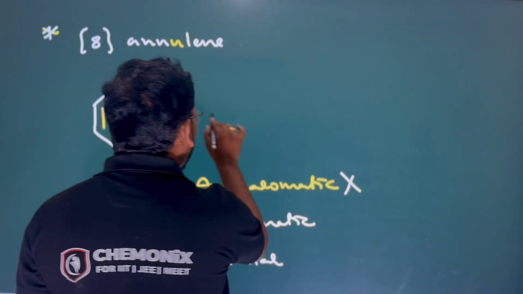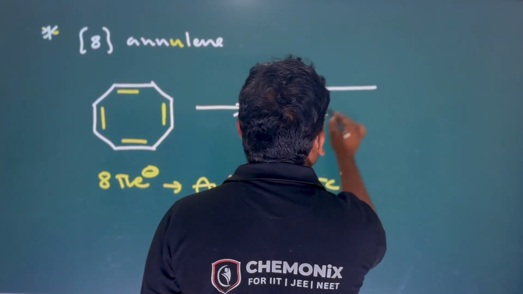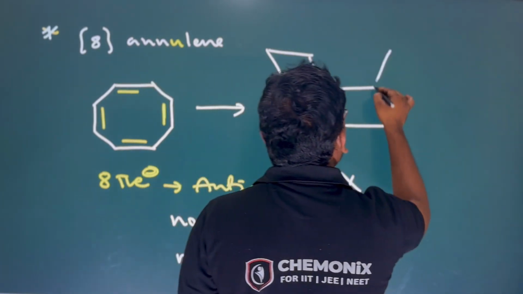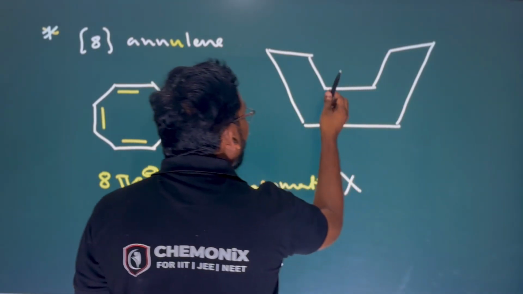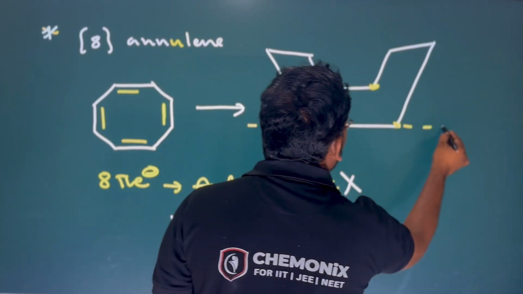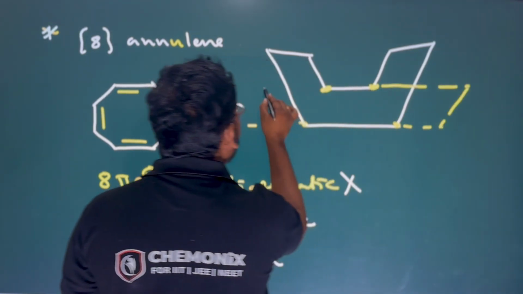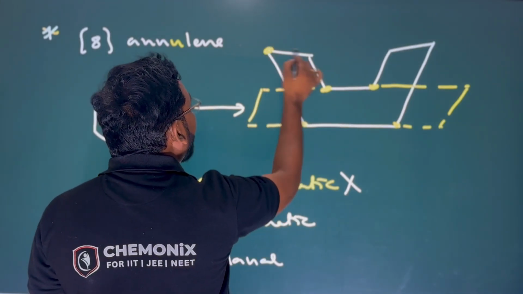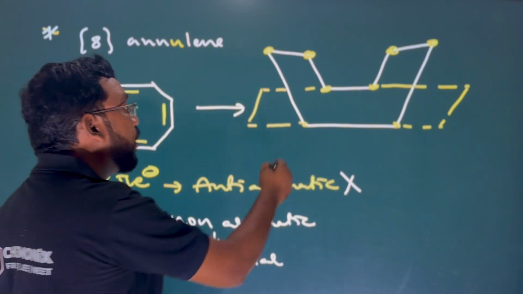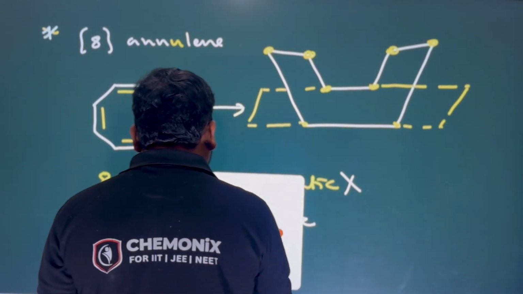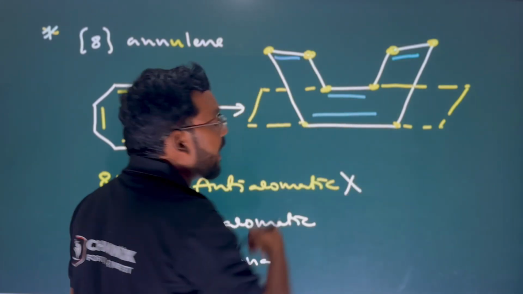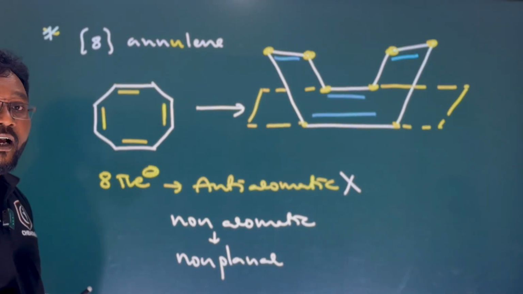Then what is the shape of this molecule? The molecule will be in a tub shape like this. In this tub shape, if you observe, 4 carbon atoms will be in the same plane, and the remaining 4 carbon atoms are out of the plane. So it is missing planarity. Therefore, this is not an anti-aromatic compound, and the pi bonds can be written here. This is called 8 annulene.